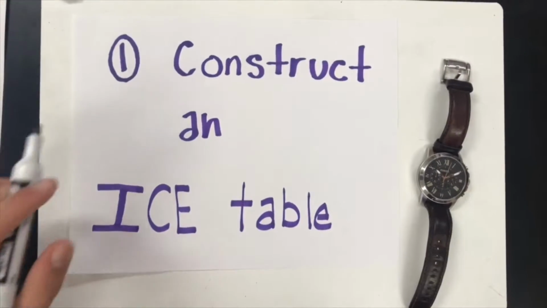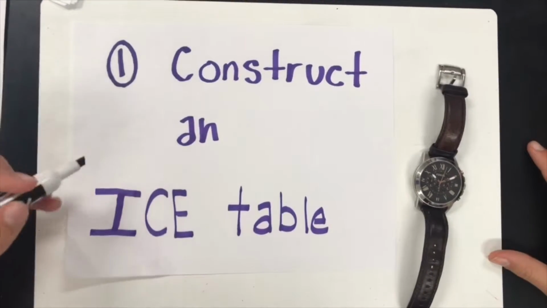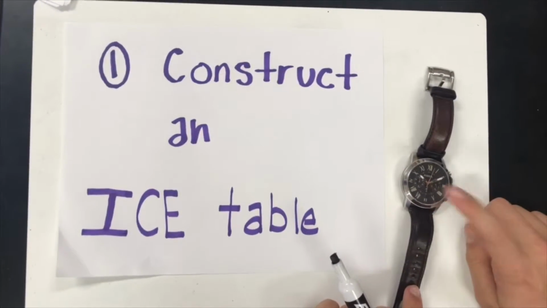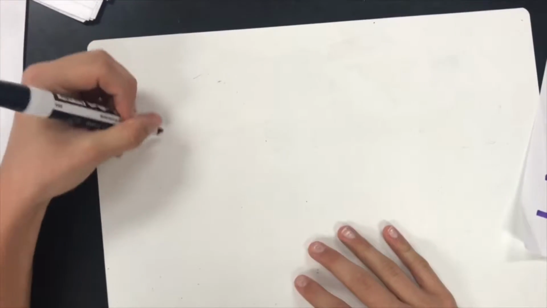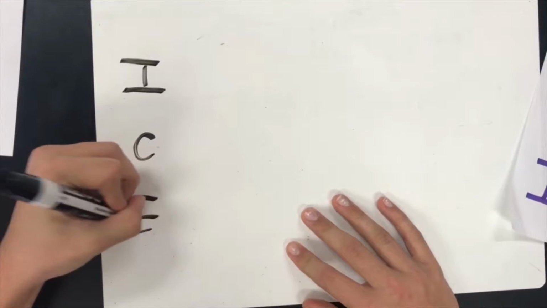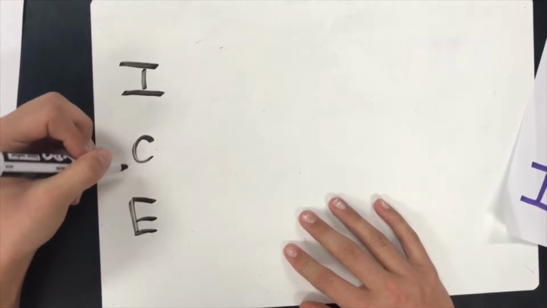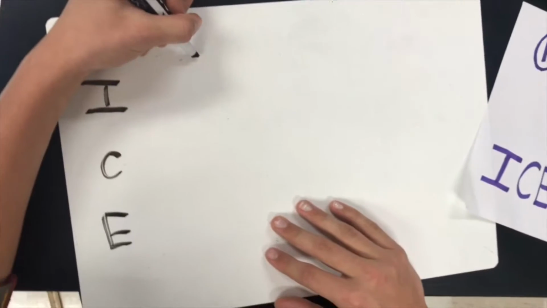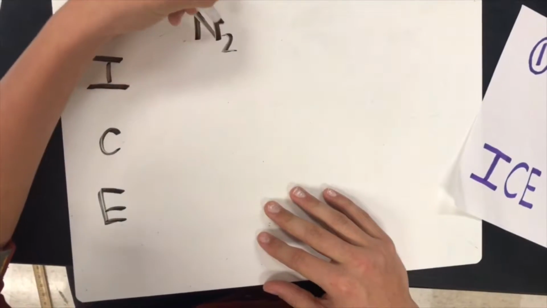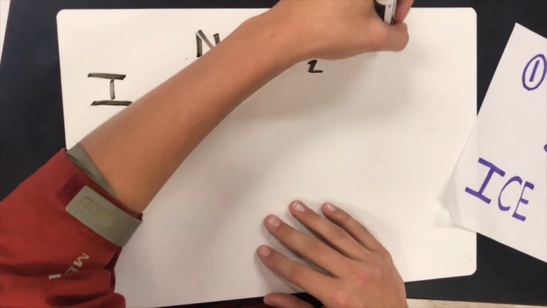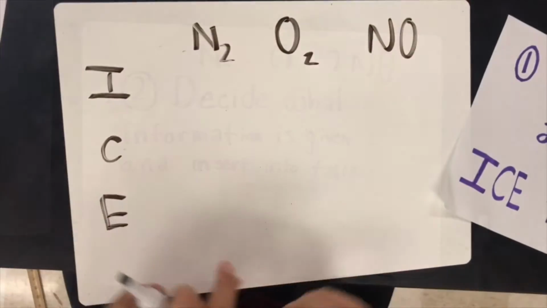So for our first step for doing the equilibrium with the ICE tables, first you have to construct an ICE table. For an ICE table you put I, C, E. This stands for initial, change, equilibrium. Then you put the products and reactants up top. So we have N2, that's nitrogen, O2, oxygen, and then we're going to have some NO gas here.